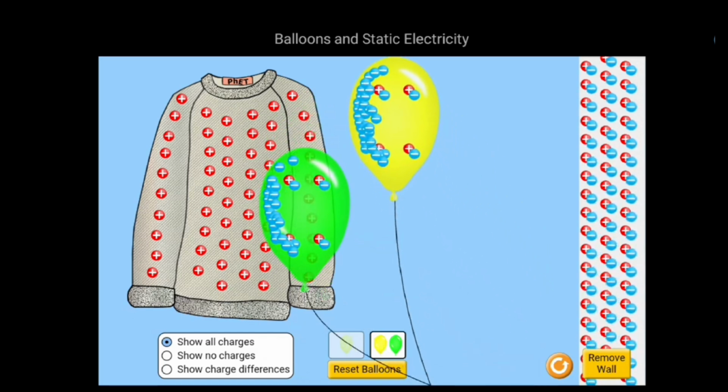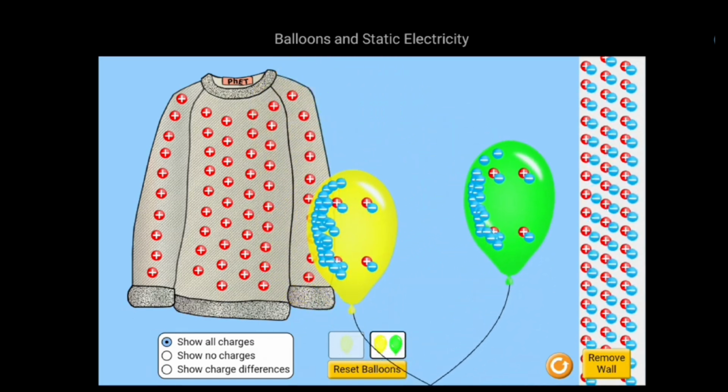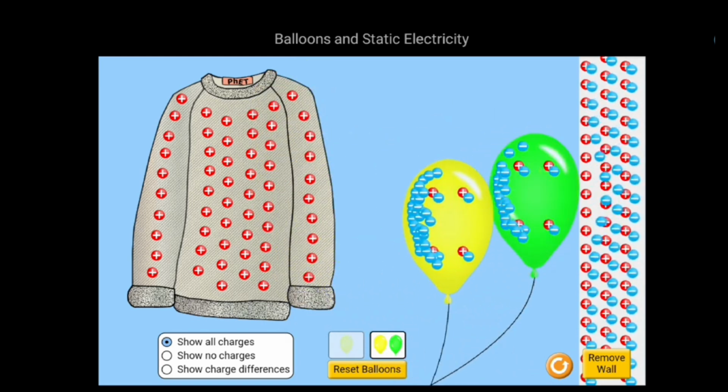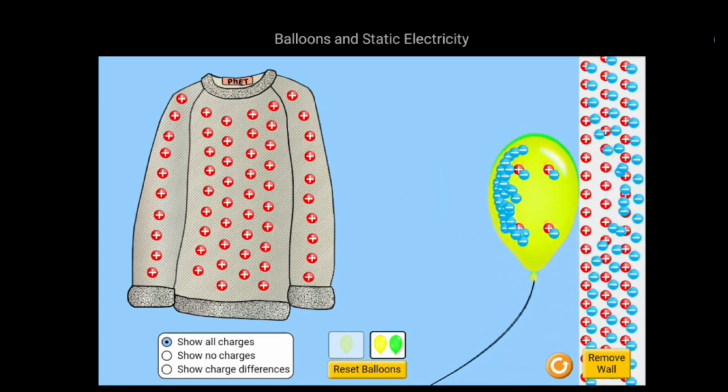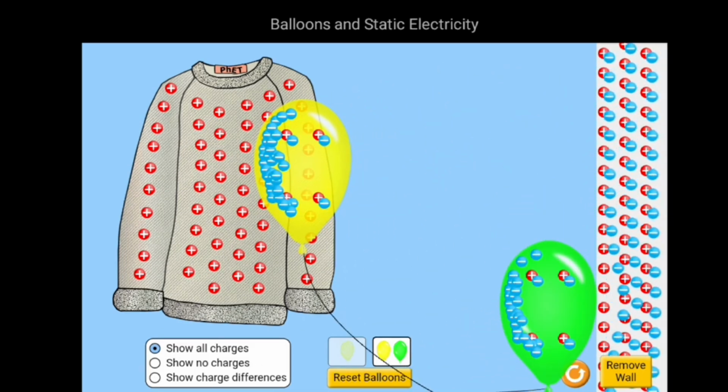Lightning. One of the most dramatic examples of static electricity is lightning. When clouds rub together in a storm, they can build up a massive static charge. This charge is eventually released in the form of a lightning strike, which can discharge the excess static electricity.